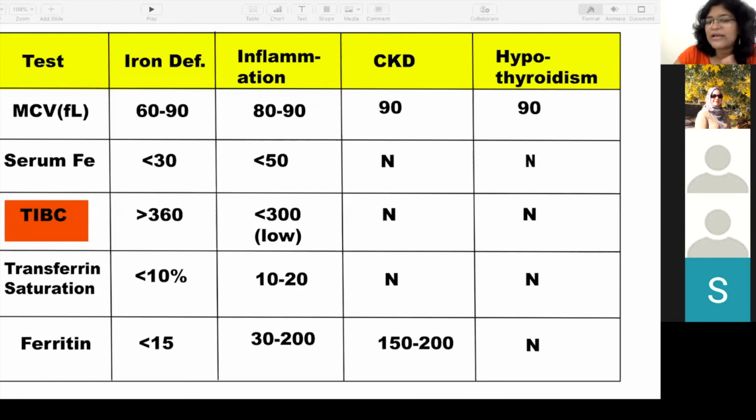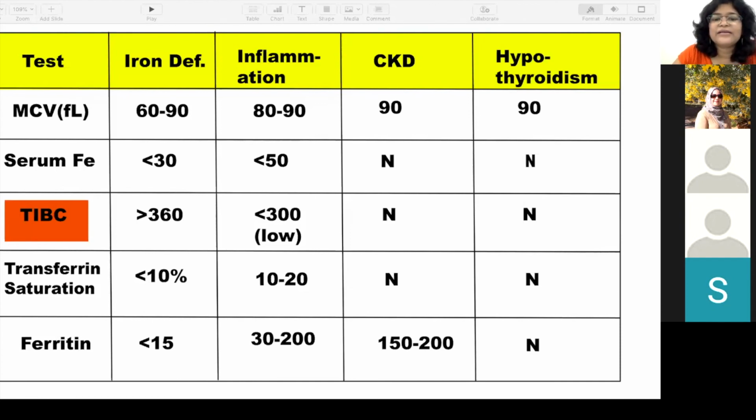In inflammation, like in anemia of chronic disease, I know it's one of the causes of microcytic anemias, but many times the MCV is normal as well, even in anemia of chronic disease. That's in the range of 80 to 90. In CKD and in hypothyroidism, the MCV could be normal. It could even be macrocytic. It could be larger than 100.